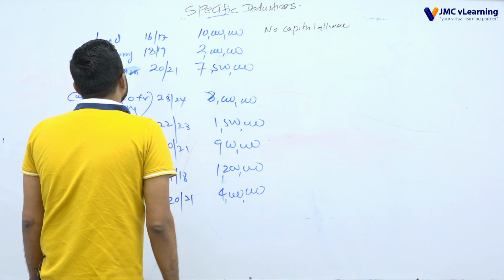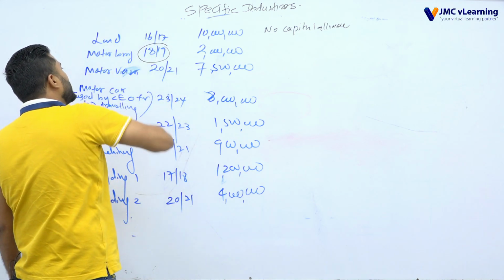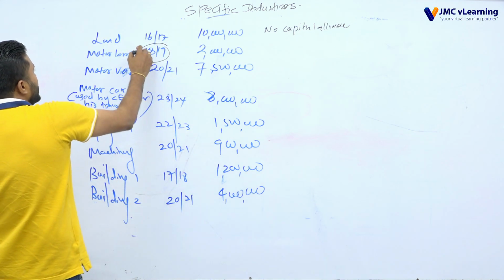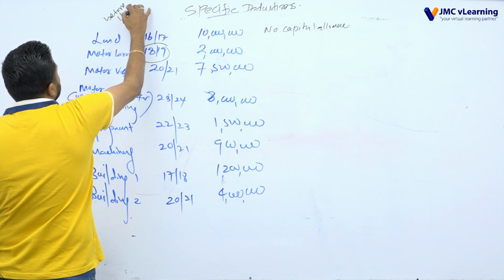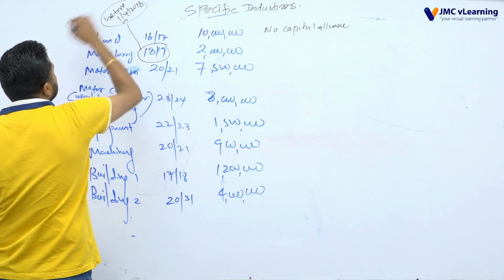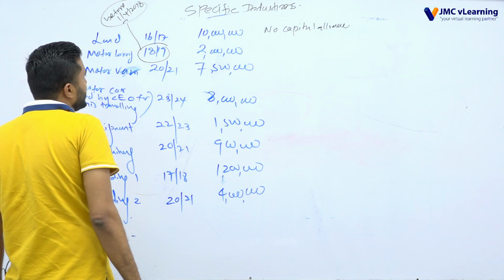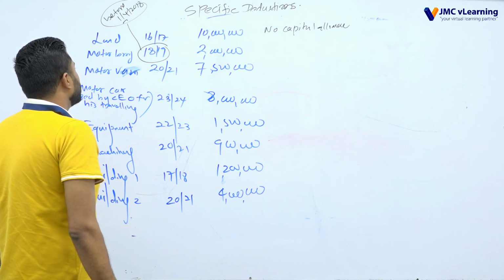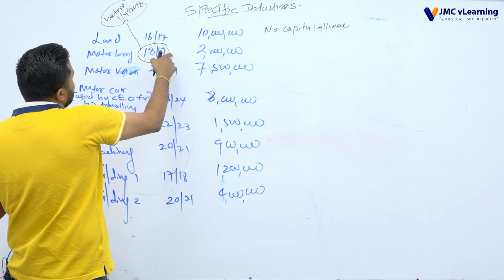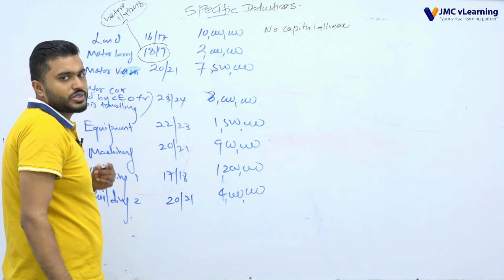The second one, motor lorry. The purchase year is important. 18-19 means it is before 1st April 2018, so you have to use the rate given in the new act. Then you need to calculate. You know the new act is given for 18 to 19. That is the new act.